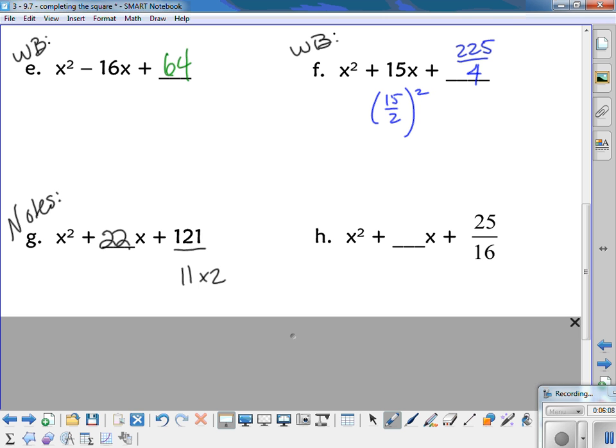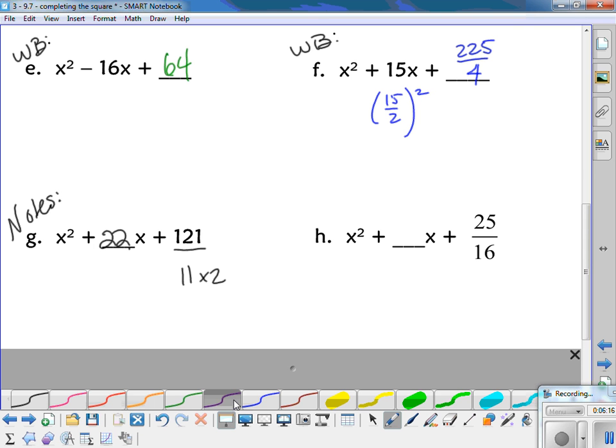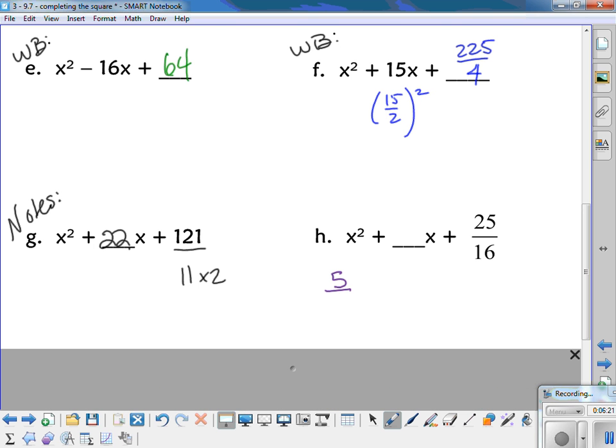So if we look at example H, that one's just a little bit trickier because of the fraction, but still we're going to do essentially the same thing. So what is the square root of 25? 5. And the square root of 16 is 4. But I have to multiply that times 2. So we can make it 2 over 1. And then that reduces. And so it equals 5 halves. So 5 halves is what would belong in the blank there. Okay?